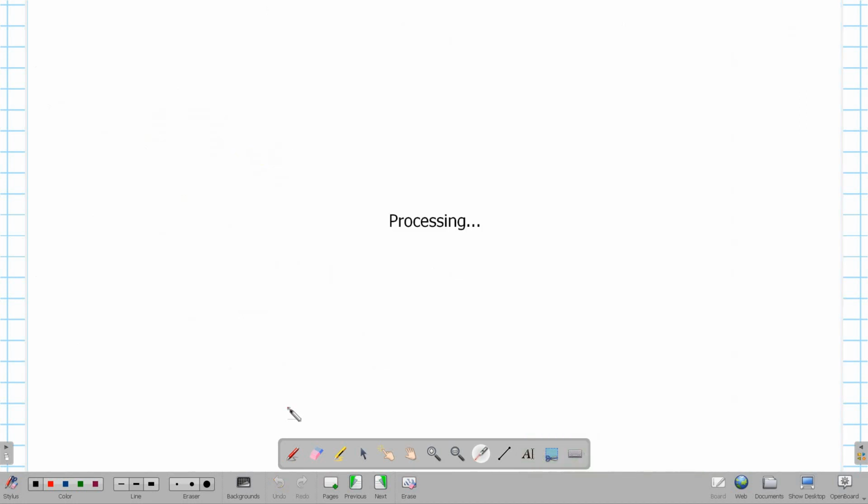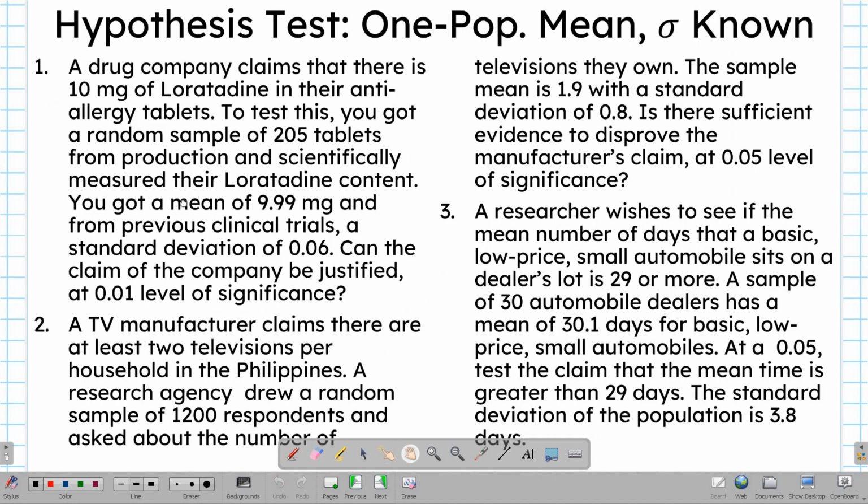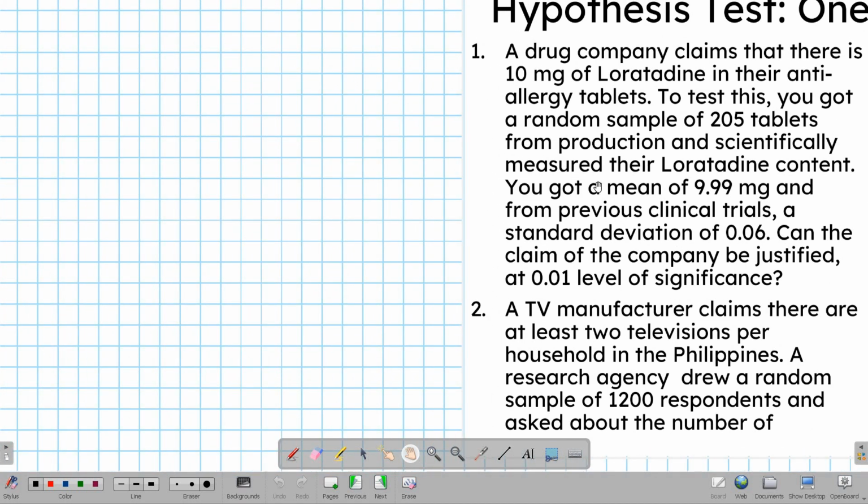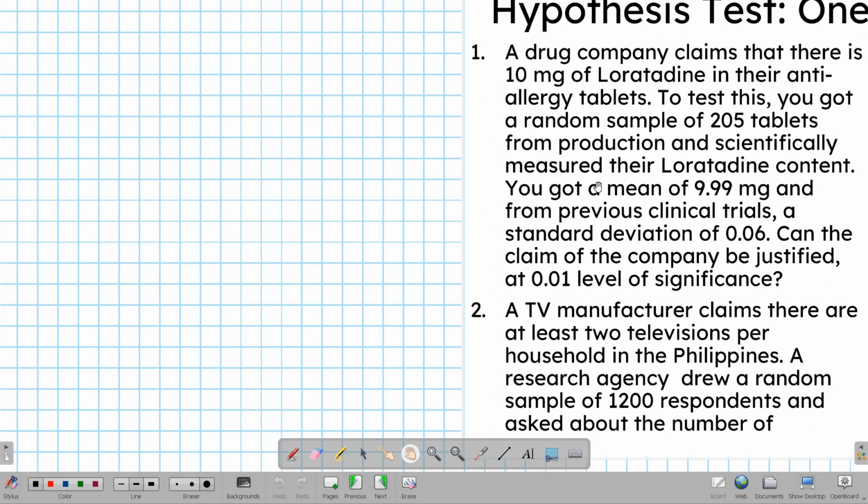So, let's have now a very specific example. Number 1: A drug company claims that there is 10 milligrams of loratadine in their anti-allergy tablets. To test this, you got a random sample of 205 tablets from production and scientifically measured their loratadine content. You got a mean of 9.99 milligrams, and from previous clinical trials, a standard deviation of 0.06. Can the claim of the company be justified at 0.01 level of significance?